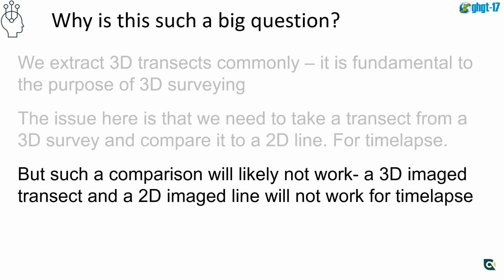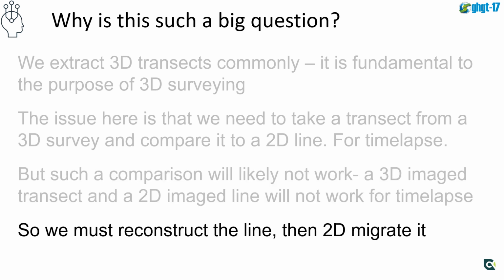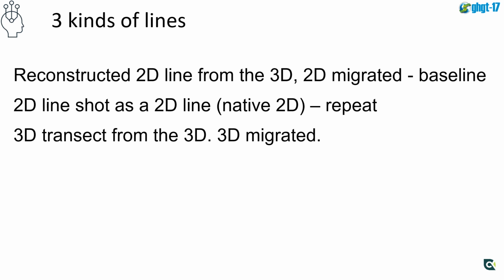Such a comparison, if you just used a 3D transect and compared to a native 2D line, wouldn't work, because the 3D transect is 3D imaged. And the 2D line, those repeat lines we shoot later, they're 2D imaged 2D lines. That comparison will fail, which is why we have to do something called wave field reconstruction, something like a 5D interpolation type method, where we would reconstruct all of these 2D lines, and then we would 2D migrate them.